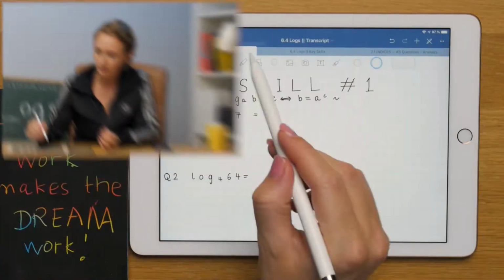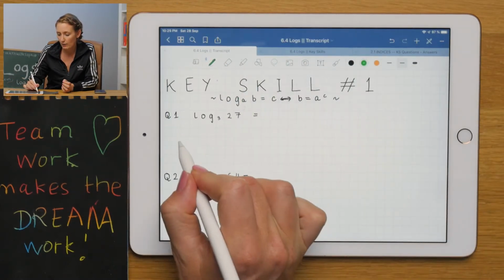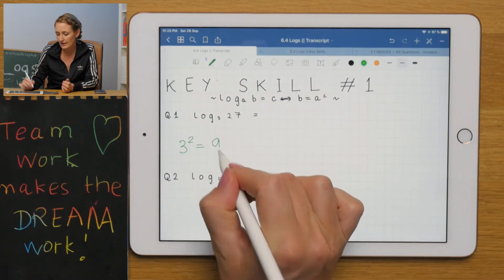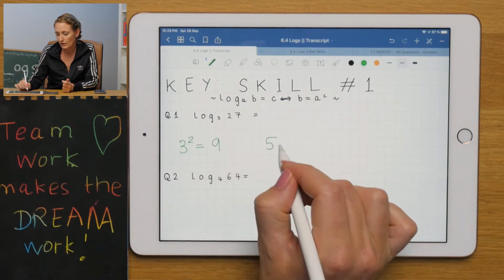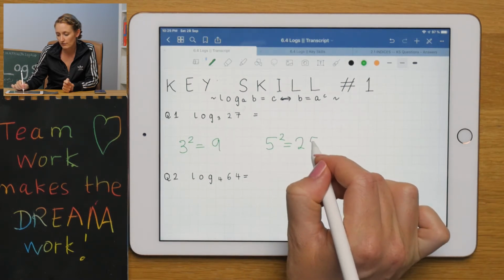We're used to answering questions like this. One of the first things you'll learn in primary school is your powers. So you'll be asked something like, what is 3 squared? And you need to know that the answer is 9. Or what is 5 squared? And you need to know that the answer is 25.